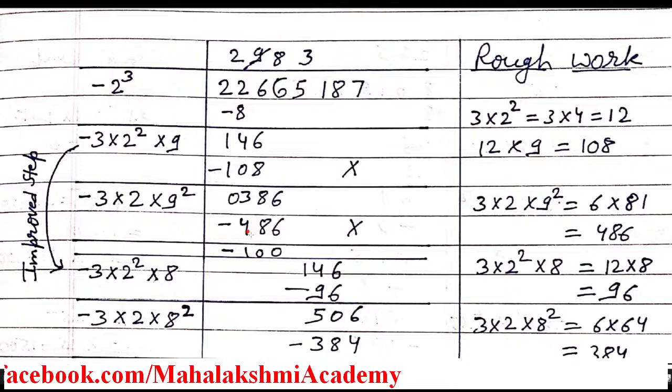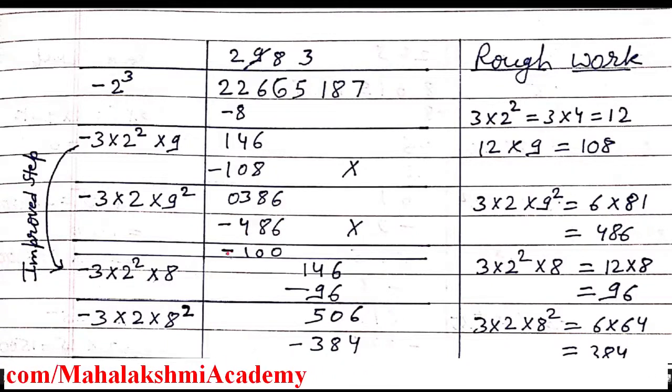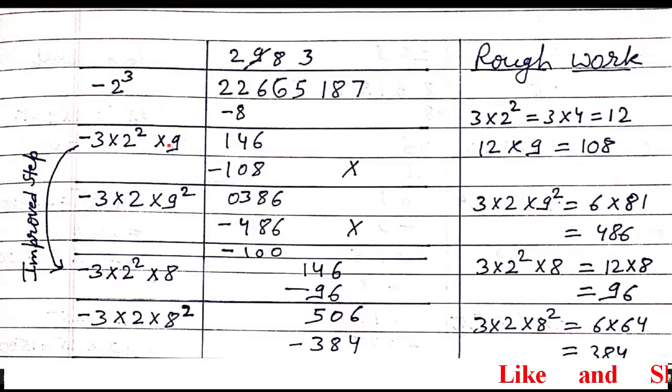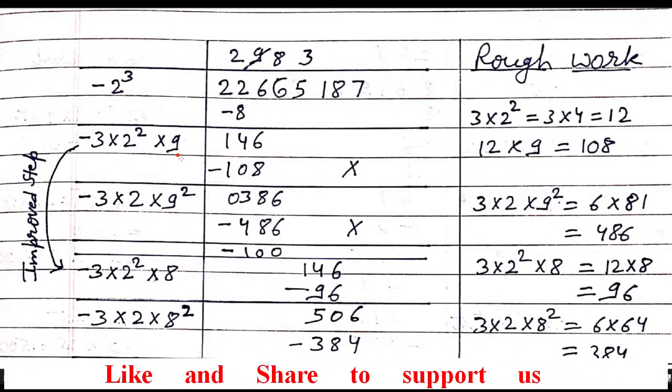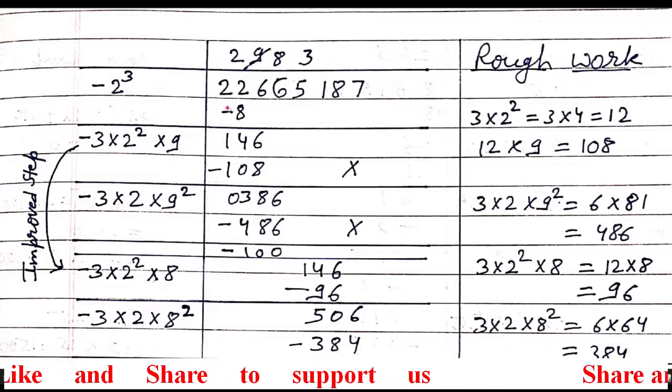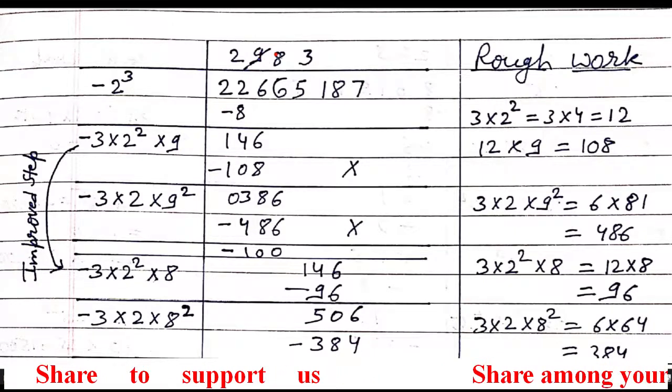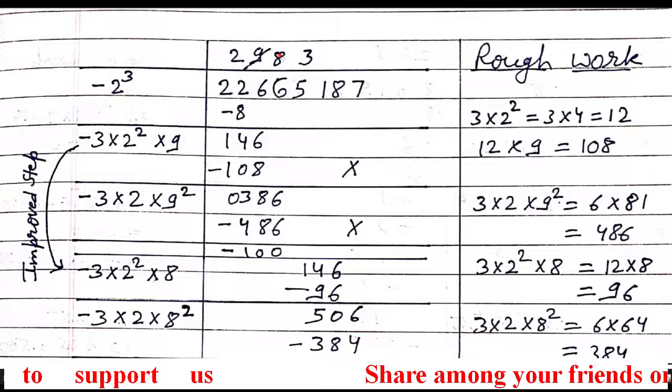Right here 486. And students, when you subtract, you are getting a negative answer, and here a negative answer should not come. If you obtain a negative answer after subtraction, it means you have to reduce the number which you selected in the previous steps. Here we selected the number 9, so this 9 you have to reduce. One less than 9 is 8, which means instead of 9 we should select 8.